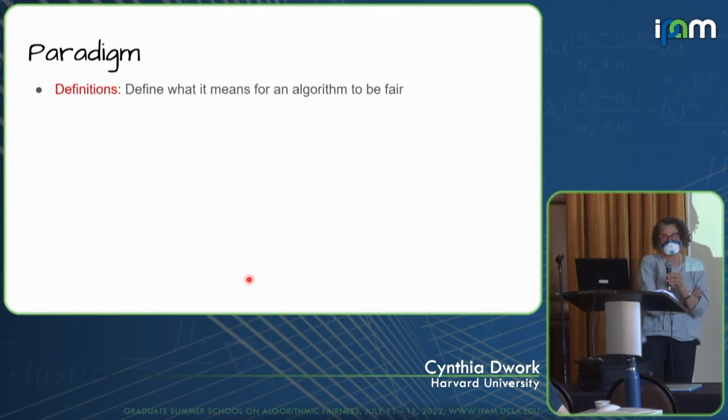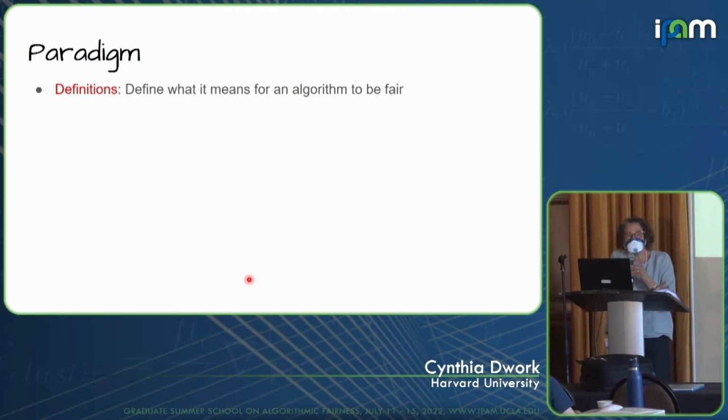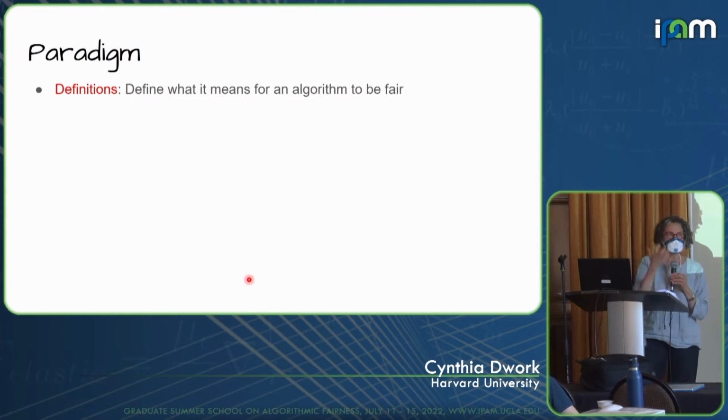First of all, you have to define what it means. You have to settle on definitions, because without definitions, you literally don't know what you're talking about. So what does it mean for an algorithm to be fair? And it's fine to put a modifier on that. What does it mean for an algorithm to be this kind of fair or that kind of fair? But you need something mathematical that you can get your hands on.